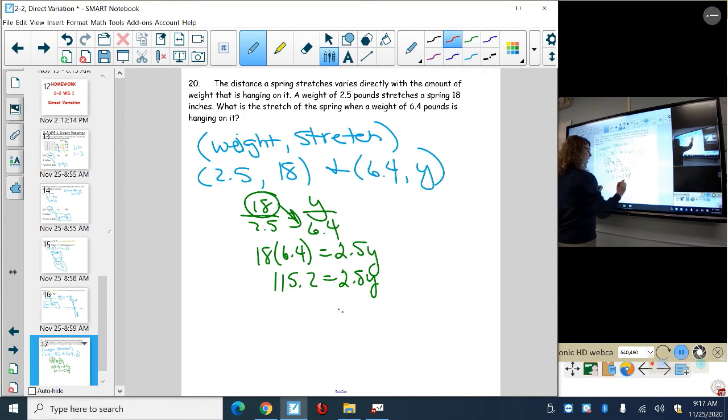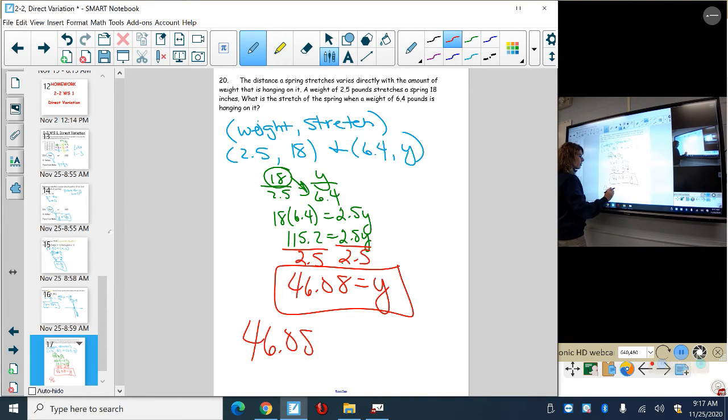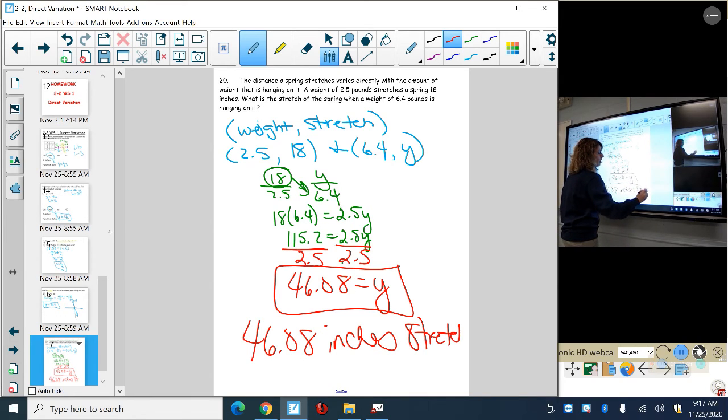Then I'm going to go ahead and divide by 2.5 to get 46.08 as my y. What does that represent? My y is the stretch, so it's 46.08 inches that it stretches. Okay? And that is how you do tonight's homework.